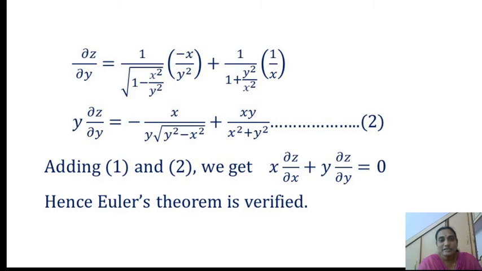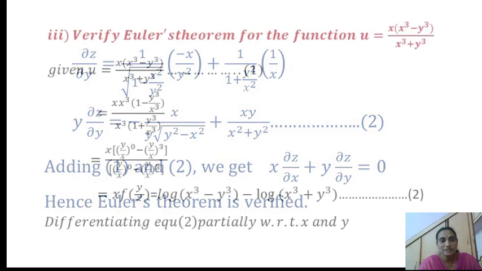Now multiplying this equation throughout by y, we get y ∂z/∂y is equal to minus x divided by y into root of y square minus x square plus xy divided by x square plus y square. After adding equations 1 and 2, we finally get x ∂z/∂x plus y ∂z/∂y is equal to 0. Hence, it verifies Euler's theorem.